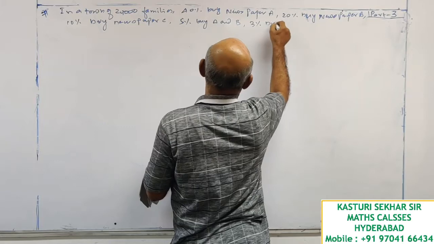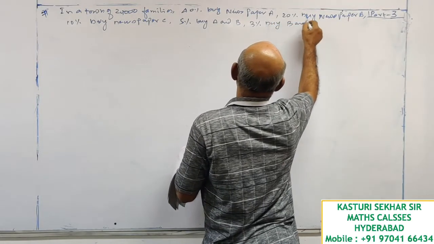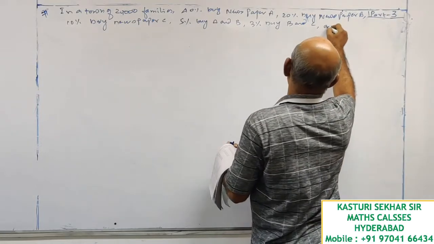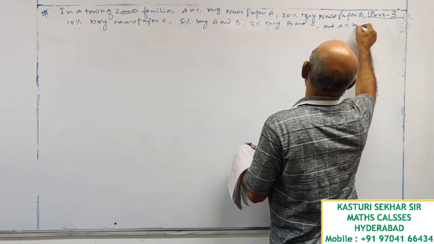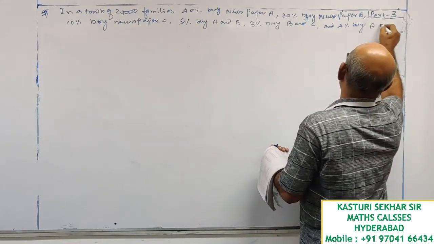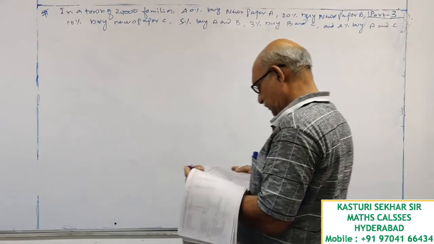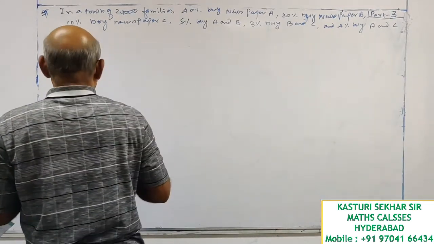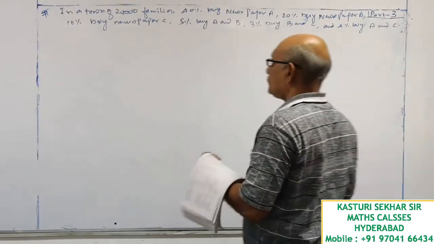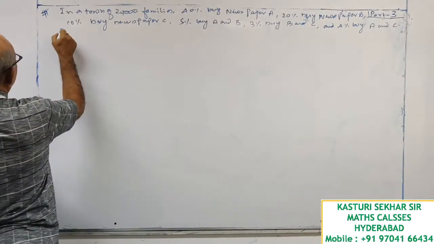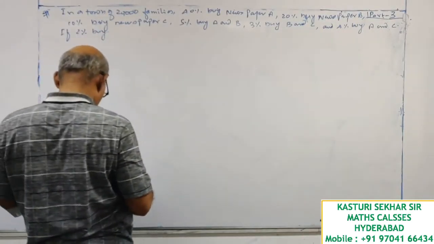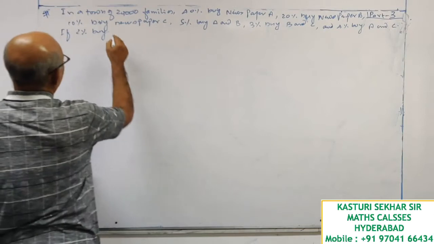3% read B and C, and 4% read A and C. 2% read all the three papers.